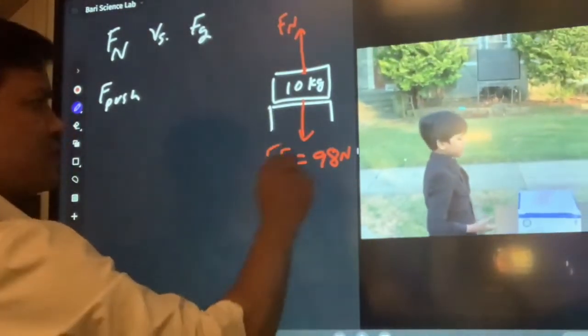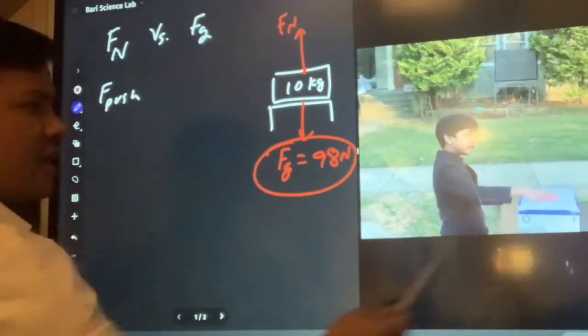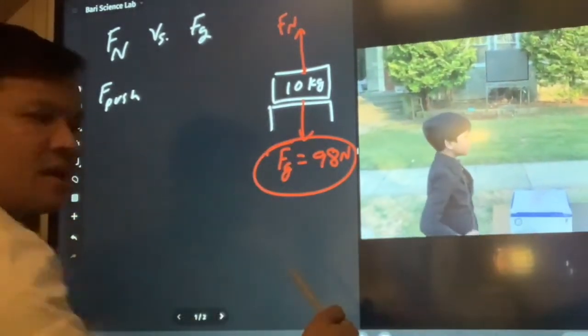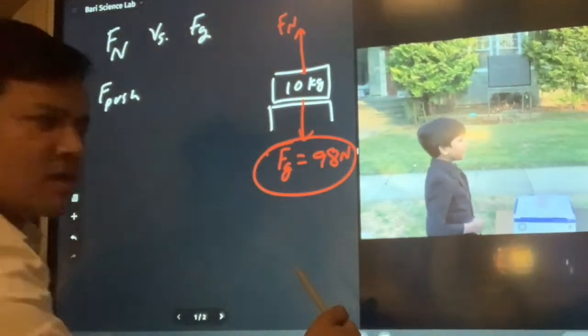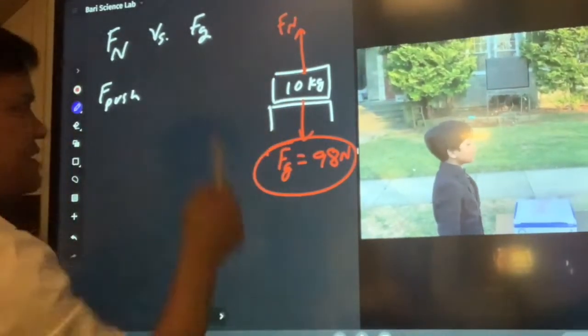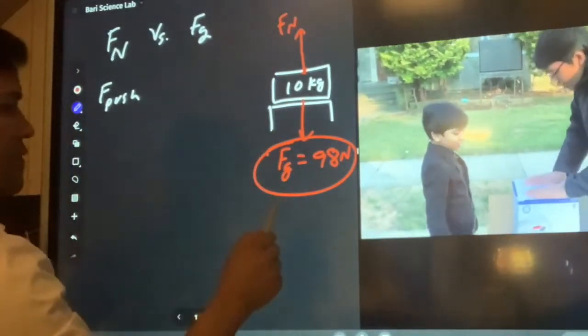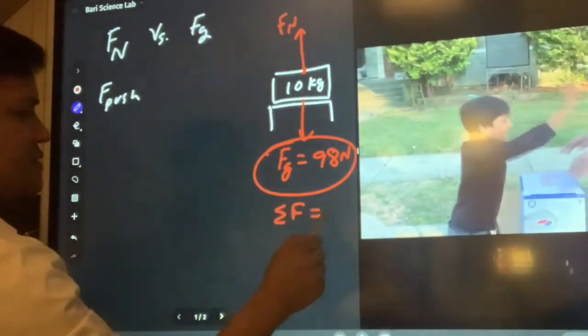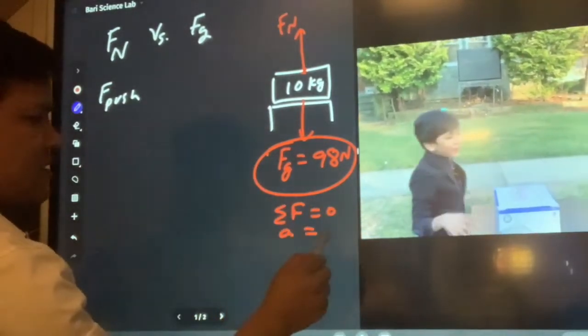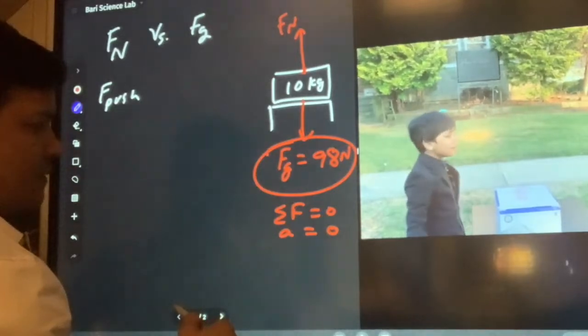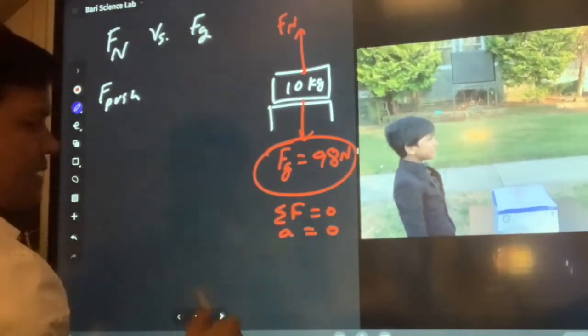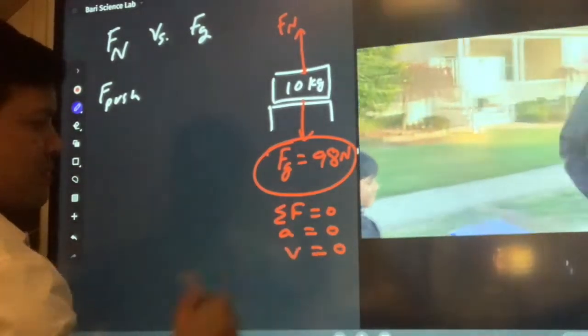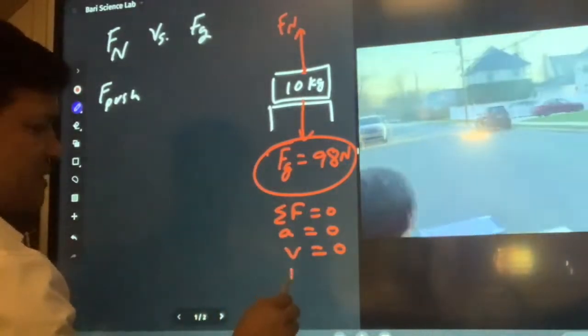So this is the force due to gravity, and the table applies a force which is equal in magnitude and opposite in direction, making the net force 0. So the acceleration is also 0. What else is also 0? Velocity is also 0, because the object is at rest. So that's Newton's first law.